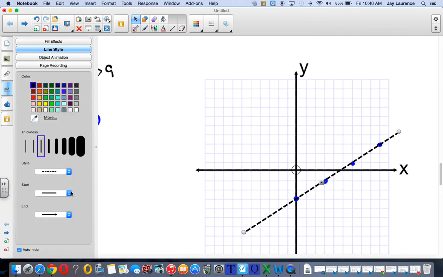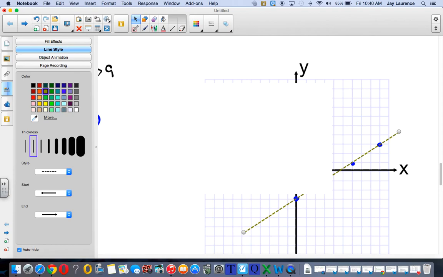Oh dear. Okay, I need an arrowhead. I need to be skinnier, and I need to change the color. Okay, maybe I want a fatter one than that. There we go.